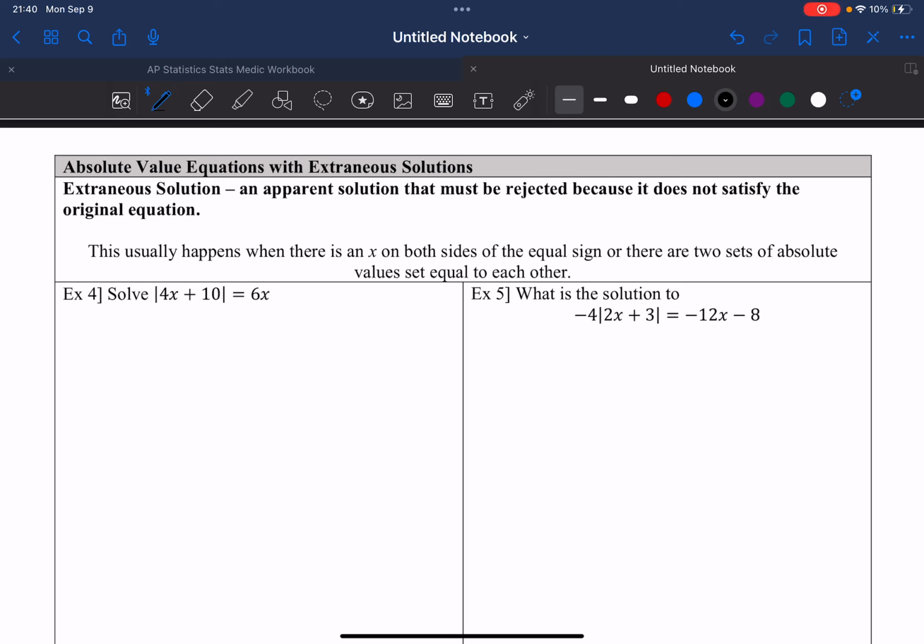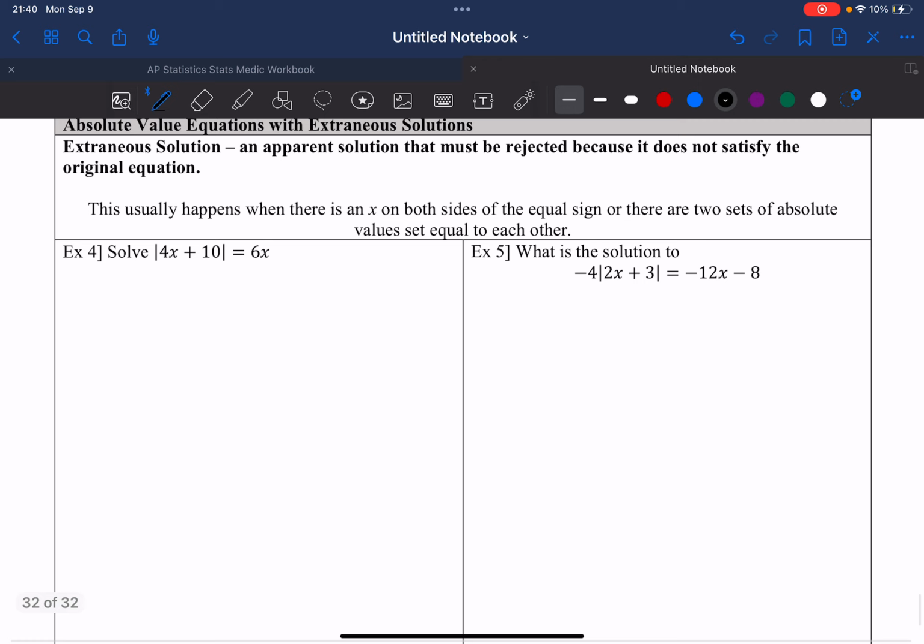Okay, this next section, we're going to look at absolute value equations with extraneous solutions. An extraneous solution is an apparent solution that must be rejected because it does not satisfy the original equation. Okay, this usually happens when there's an x on both sides or we have two sets of absolute values equal to each other. So all this means is that we're going to have one extra step. We're going to have to plug in the x value that we find to make sure we get a true statement.